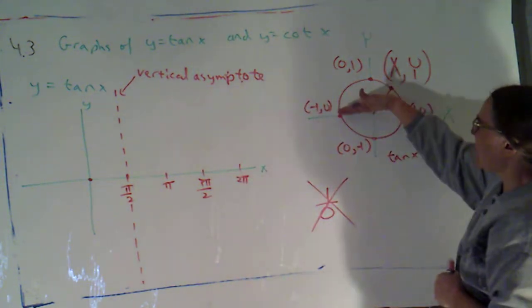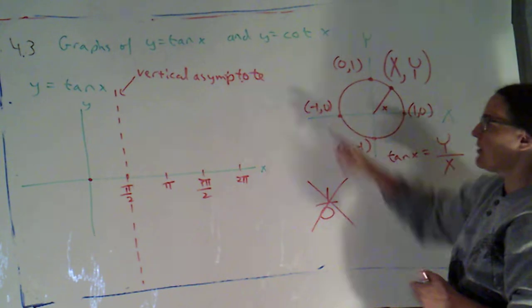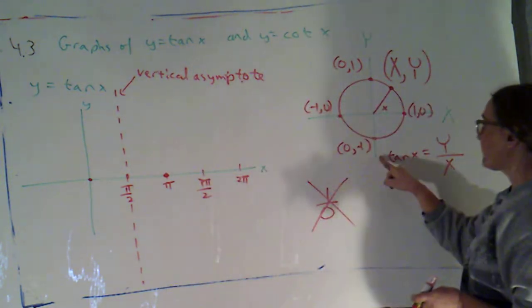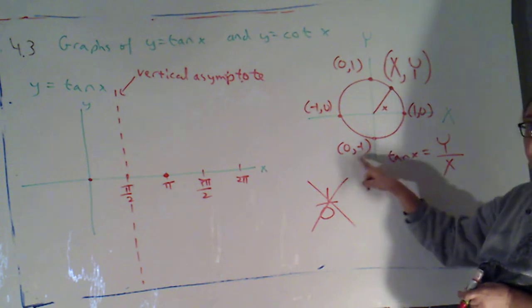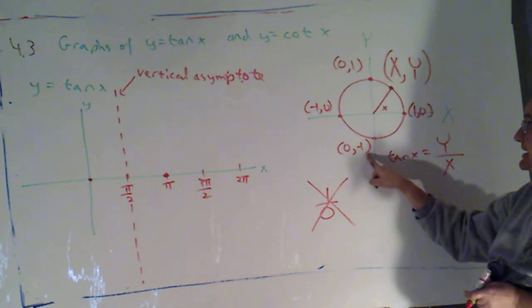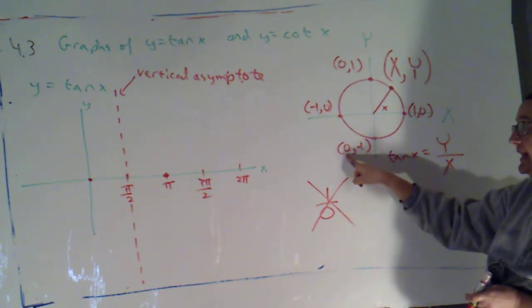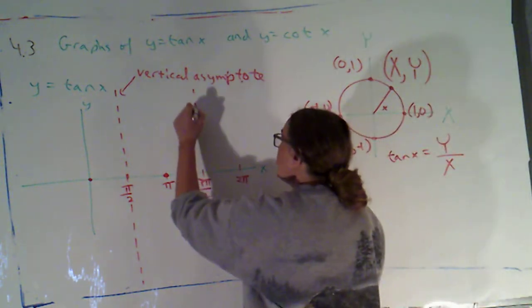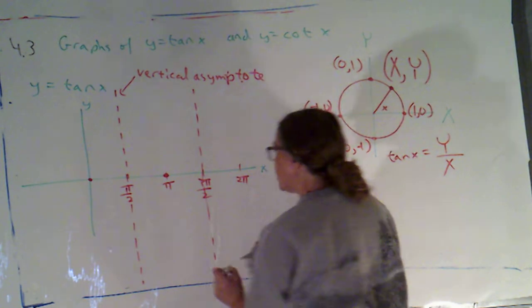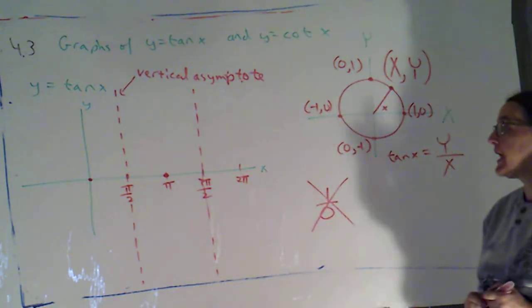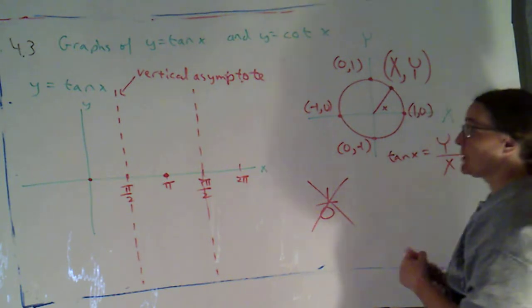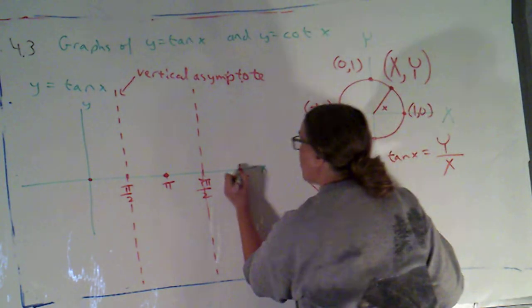Okay. At pi, 0 over negative 1 would just be 0. At 3 pi over 2, I have the same problem. My capital Y is close to negative 1, but my capital X is 0. I cannot divide by that. But close to there, I'll be dividing by something super, super small. So we'll have an asymptote. Okay. And then at 2 pi, we're right back to where we started, so we'll be back at 0.